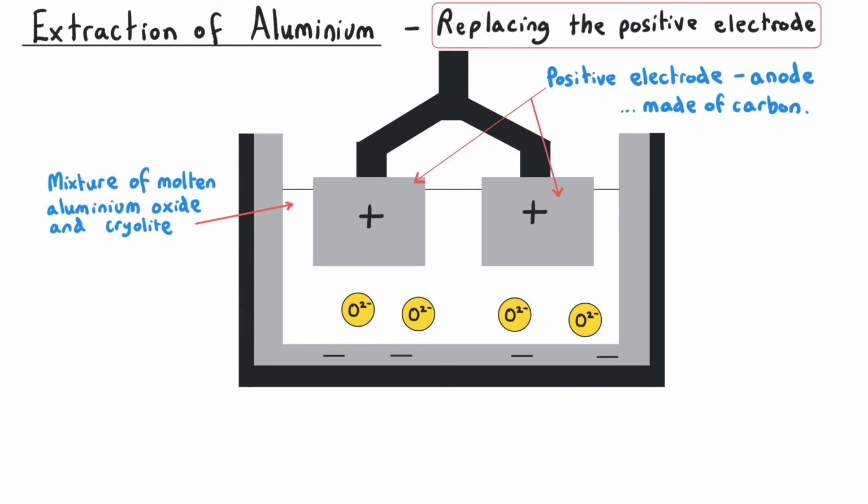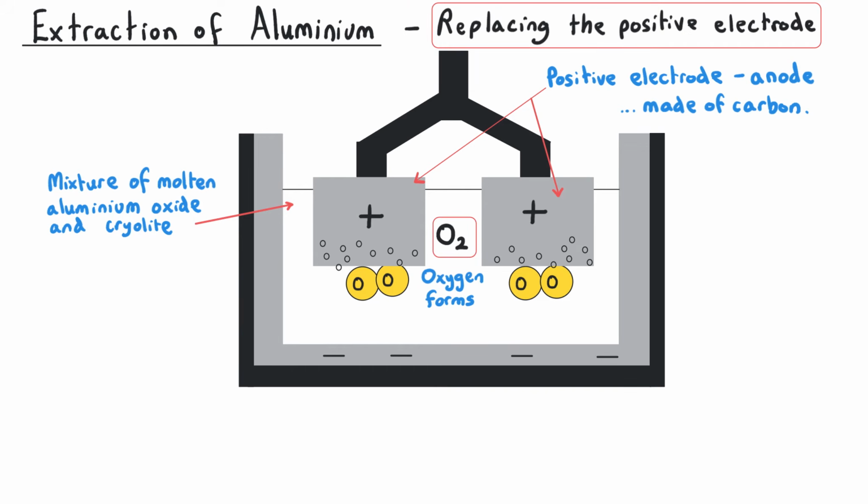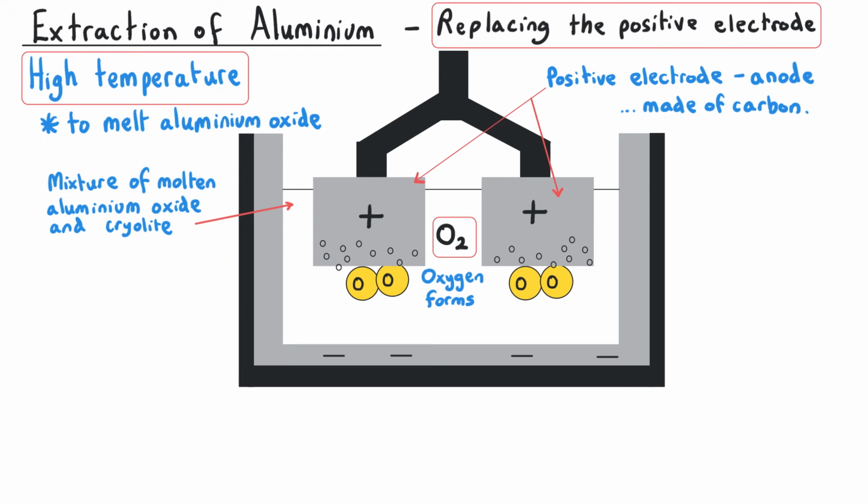In the process of electrolyzing the aluminium oxide, the oxide ions are attracted to the positive electrode, where they become discharged and form the element oxygen. Now, since this is all taking place at a high temperature in order to melt the aluminium oxide to allow the electric current to flow, a further chemical reaction takes place at the positive electrode that results in the positive electrode needing to be replaced periodically, sometimes as frequently as once per month.